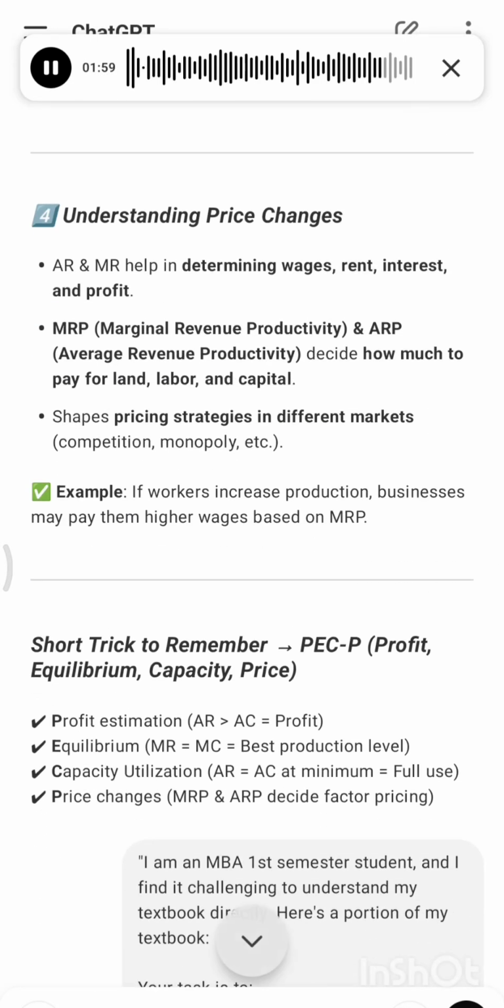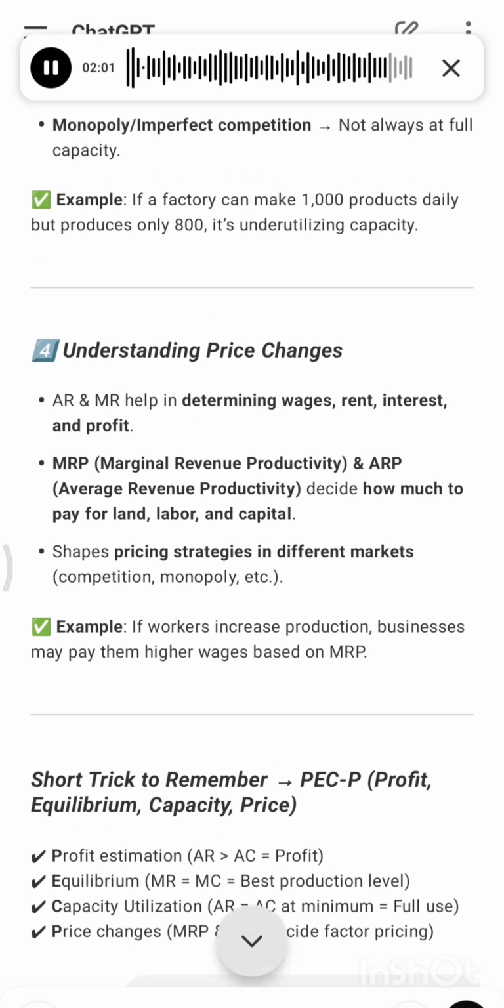Short trick to remember, PECP: profit, equilibrium, capacity, price. P, profit estimation equals profit. E, equilibrium, MR equals MC, best production level. C, capacity utilization, AR touching AC at minimum equals full use. P, price changes, MRP and ARP decide factor pricing.